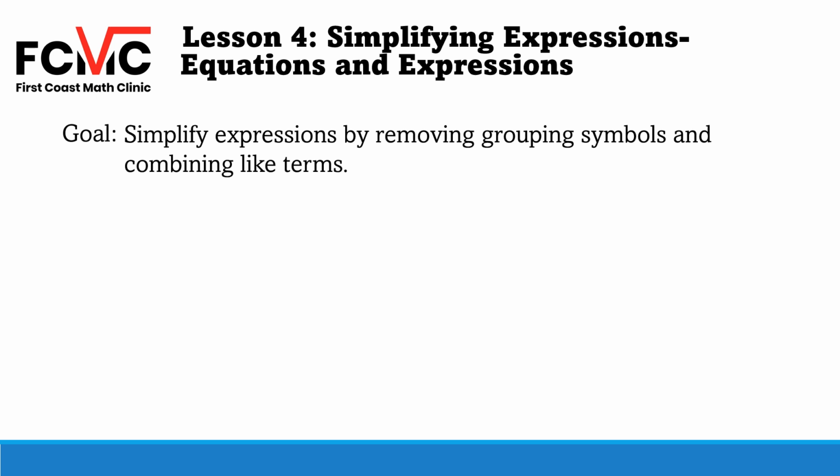So when the directions are to simplify expressions, we're going to do two things specifically. We're going to remove grouping symbols, and then we're going to combine like terms. And when we remove our grouping symbols, we're going to use our distributive property, and then we're going to combine our like terms. So let's get into a couple examples where we use the distributive property and then we combine our like terms.